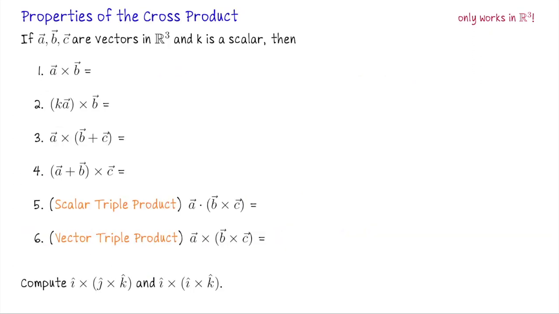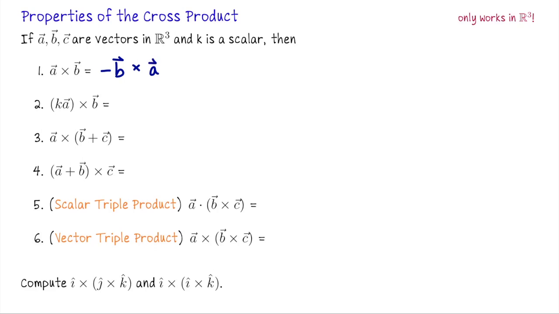Now that we've seen how to compute the cross product of two vectors, let's go over some algebraic properties. So suppose A and B are any two vectors in R3. Is A cross B the same thing as B cross A? You can try that on the vectors that we just looked at, and the answer is no. A cross B is negative B cross A.